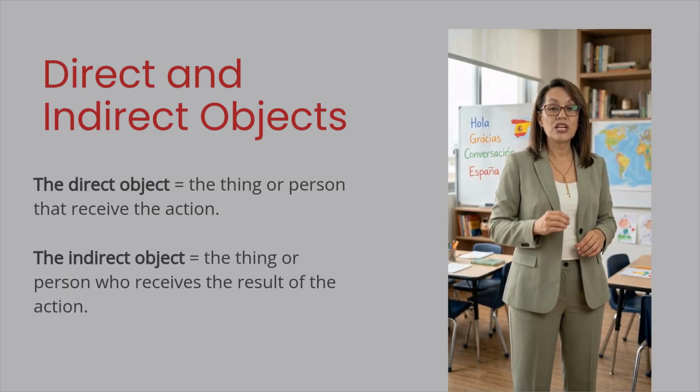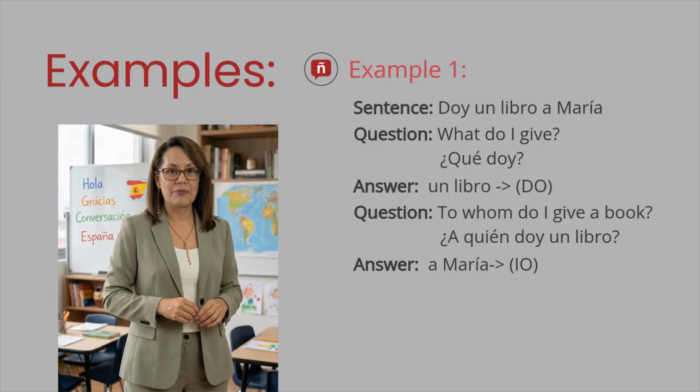First, let's remember the difference. The direct object receives the action. The indirect object tells us to whom or for whom the action is done. Let's see an example. Doy un libro a María.